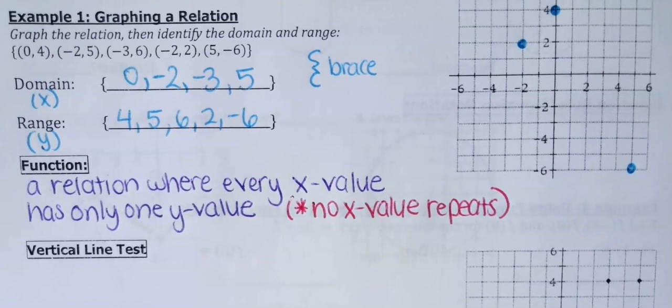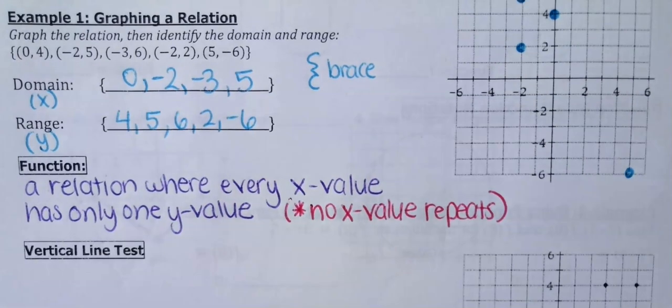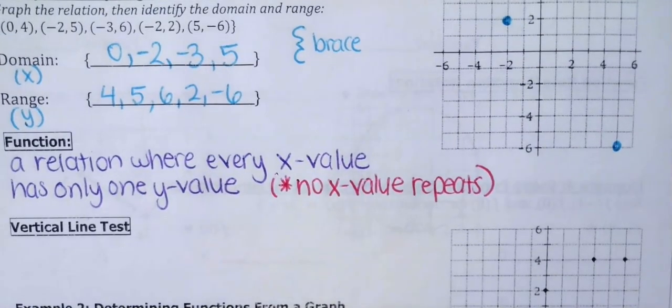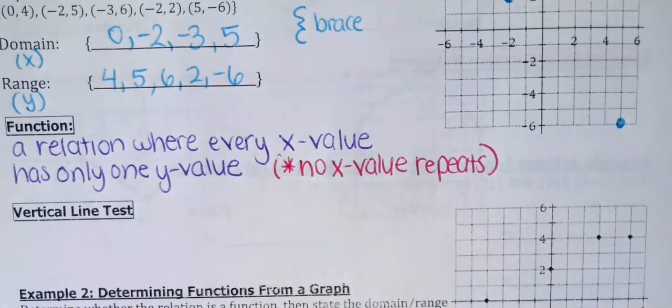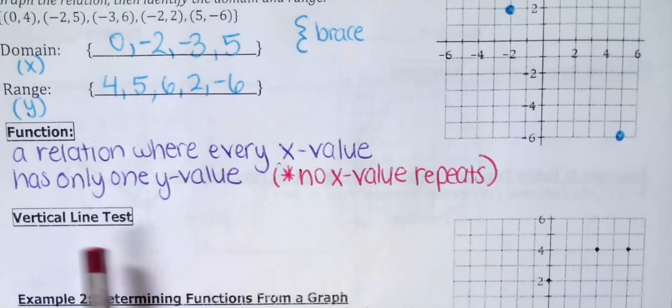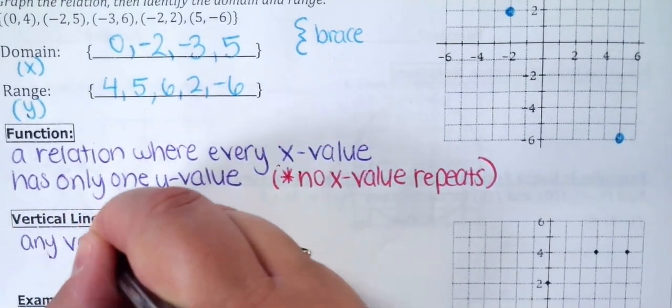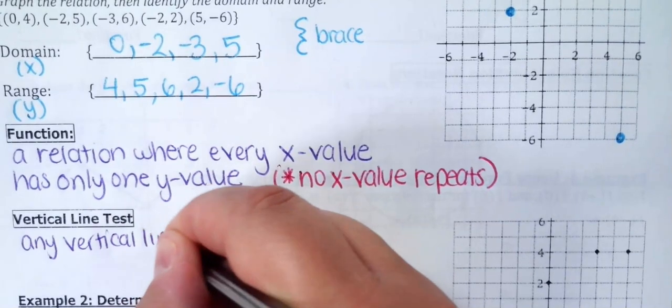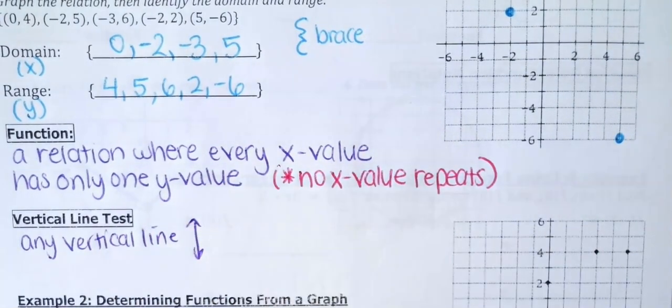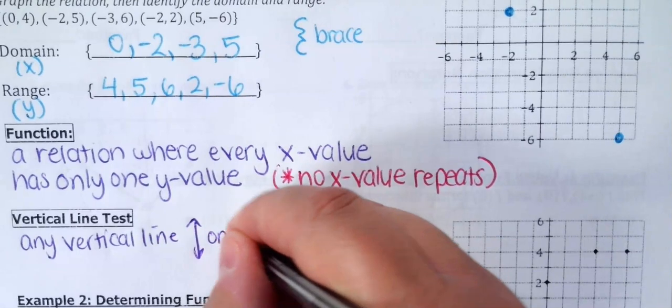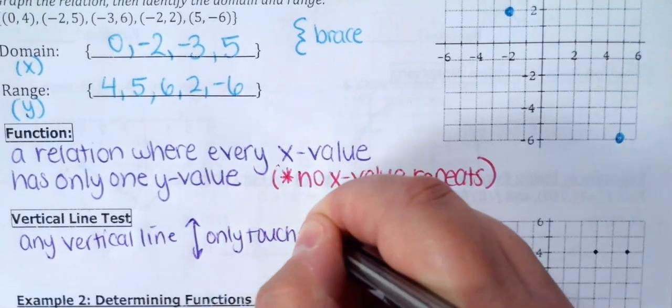And one of the easiest ways to check whether something is a function or not is to perform the vertical line test. Does anybody remember the vertical line test, or some teachers call it the pencil test? Does anybody remember doing that in Algebra 1 at all, or what that means? Do you remember doing that? Okay, so basically the vertical line test, I'm going to just jot this down. Any vertical line, and vertical lines can go up and down like that, only touches 1 point.